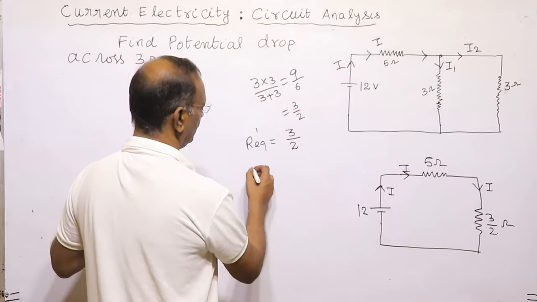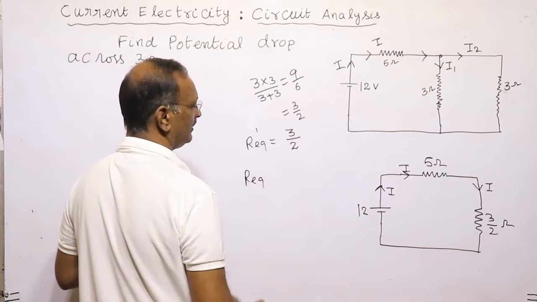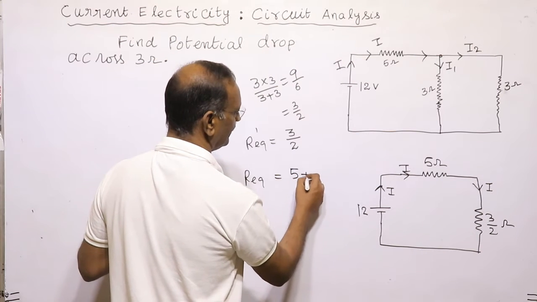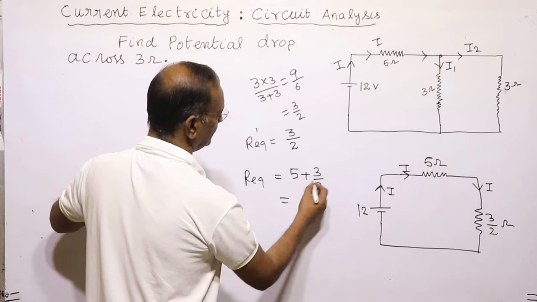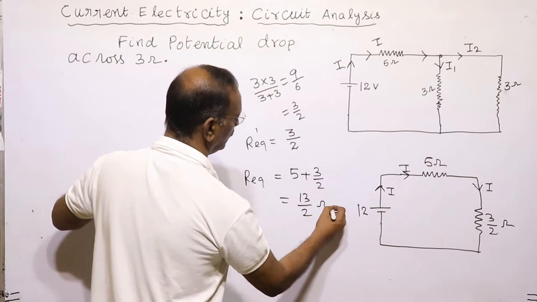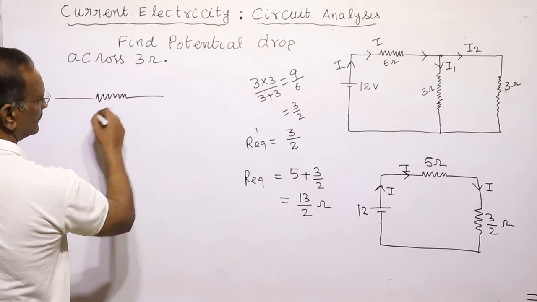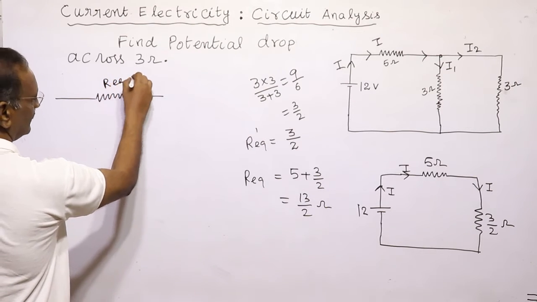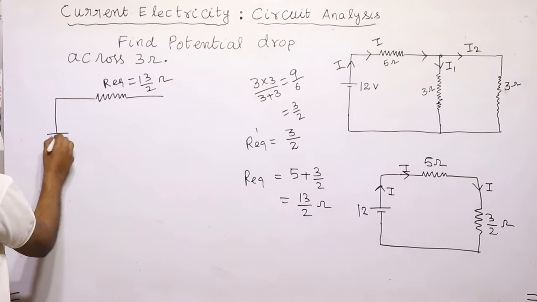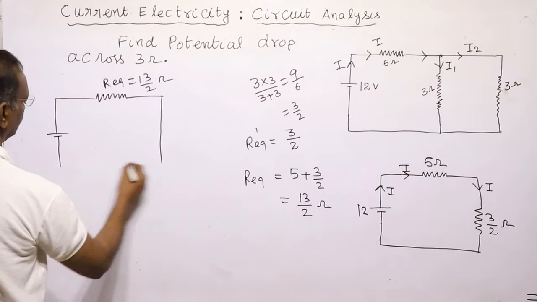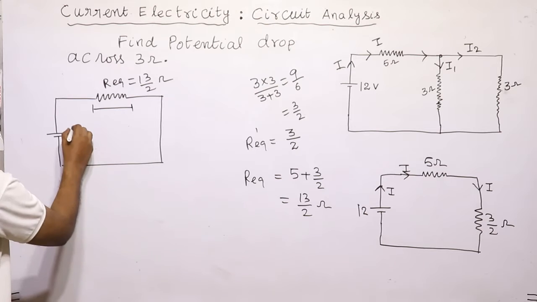Now we will find R equivalent. For this, R equivalent is equal to 5 plus 3 by 2, since both are in series. 5 plus 3 by 2 is equal to 10 plus 3, 13 by 2 ohm. So now the equivalent circuit we can take like this. R equivalent is equal to 13 by 2 ohm. The battery is connected here. This is 12 volt.